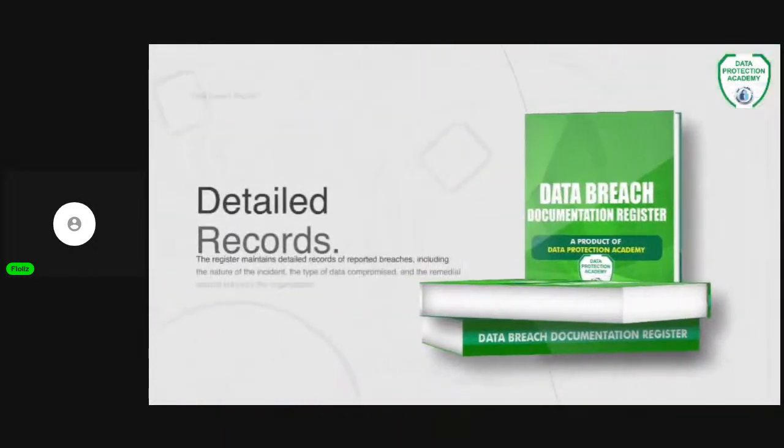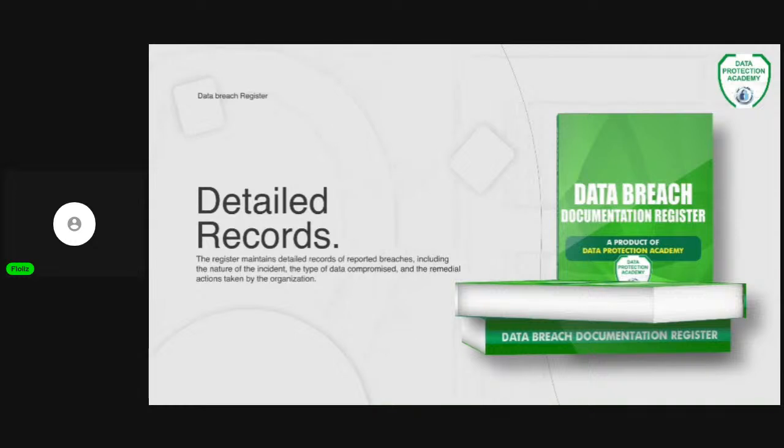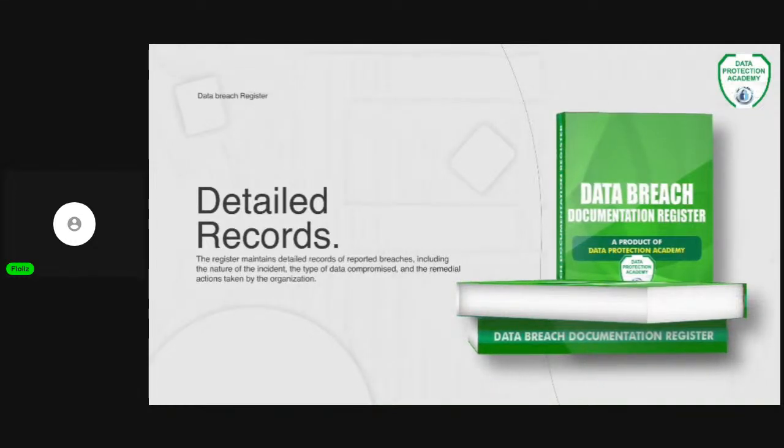Detailed records. The register maintains detailed records of reported breaches, including the nature of the incident, the type of data compromised, and the remedial actions taken by the organization.